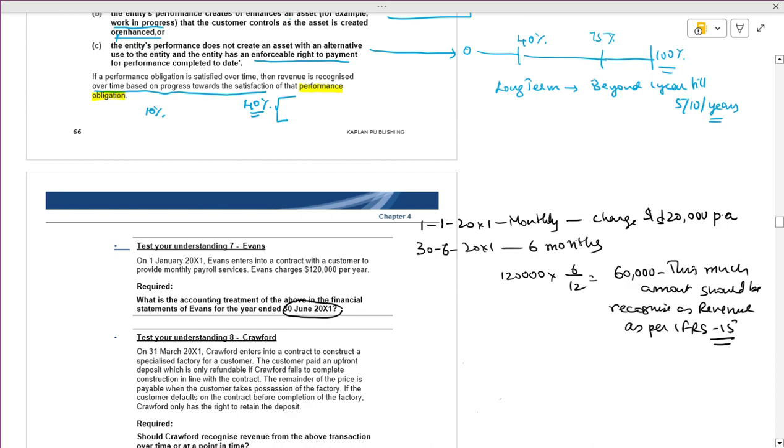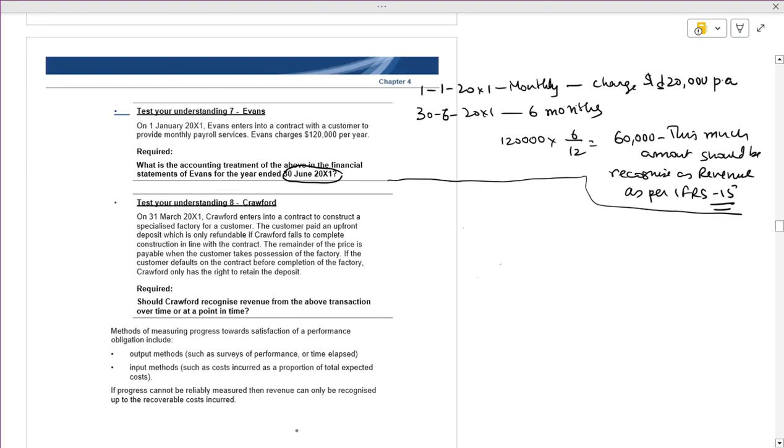As per IFRS, you have to be very, very specific. See, if you have clarity on these concepts, I can assure you that you can answer the questions very easily. Test your understanding. On March 31st, 2001.